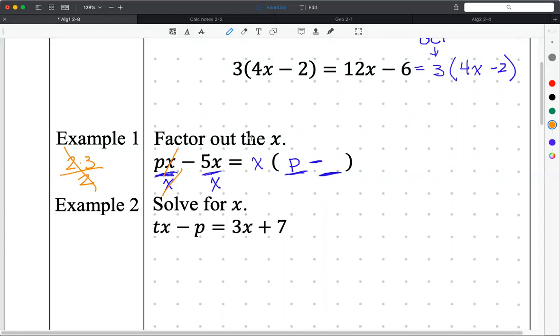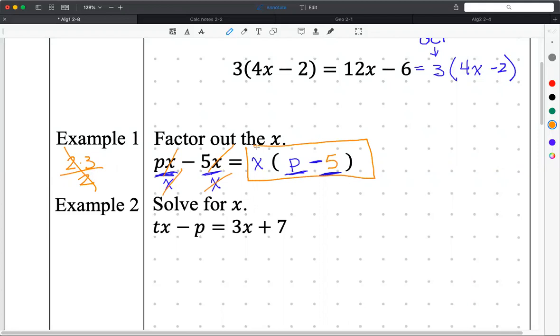Very same thing on the right-hand side. I have an x and an x. I'm going to cross those off, and I'm left with this minus 5. I already have the minus sign, so I'm going to say 5. And this is the correct way that we factor out an x.